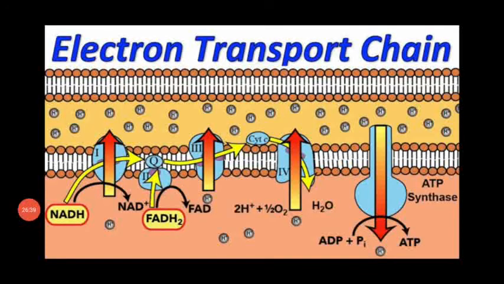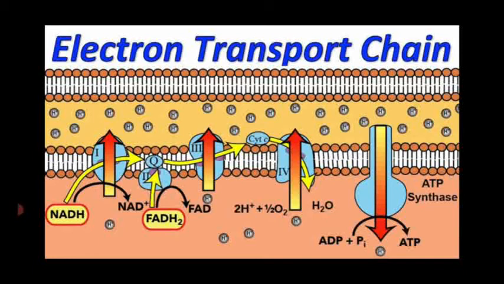Dear students, see the diagram. This is the electron transport chain. See, NADH2 is oxidized into NAD in the first one. In the second one, FAD is reduced into FADH2 and then oxidized into FAD. Then they release hydrogen, which combines with oxygen to form water molecules. Finally, ATP molecules are produced by the enzyme ATP synthase.